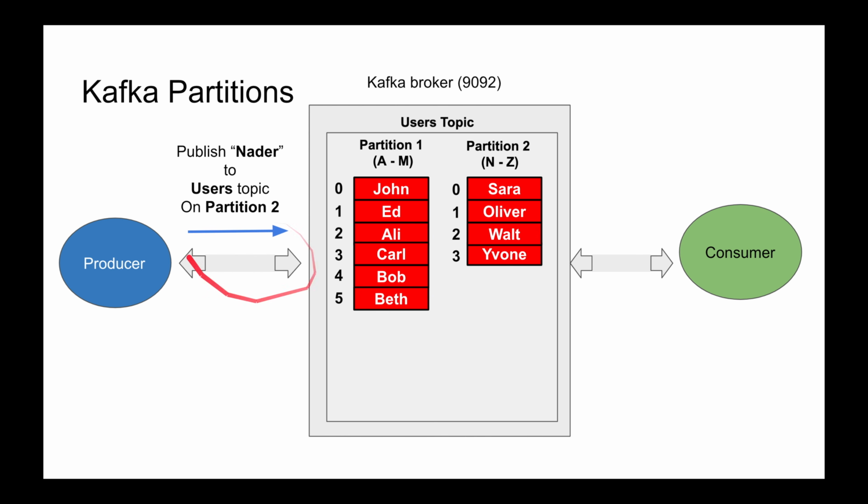a user, nadir, to the topic users, and on partition 2, we just talked about it. Now we know that, hey, nadir is in between n and z. So yeah, the producer has to figure out which partition to publish to, which kind of sucks, but it's all because of the scalability. We're gonna suffer, right?